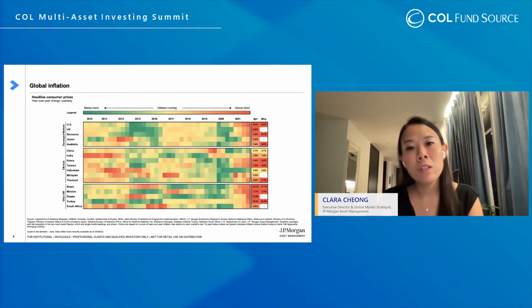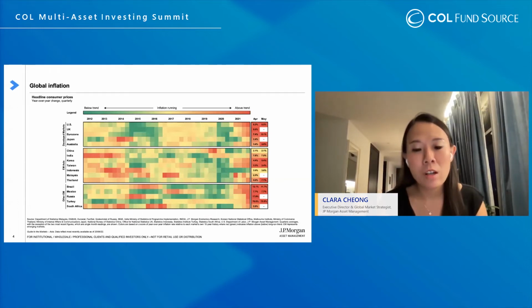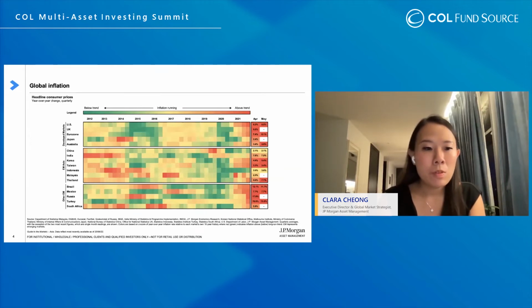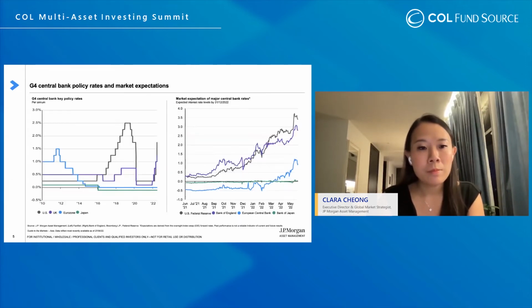But the risks are really that food and energy inflation continues to hurt a little bit more, because the weights of food and energy are a little bit higher in Asian economies versus that of developed markets. So what this means is that if food and energy inflation continues to be very high, that could impact Asian economies a little bit more. So that's the risk there. So going on to the next page.